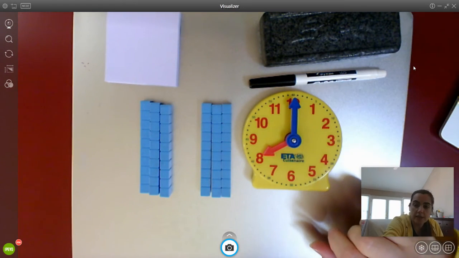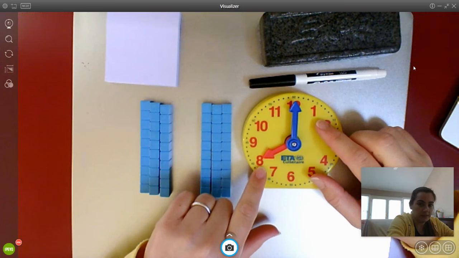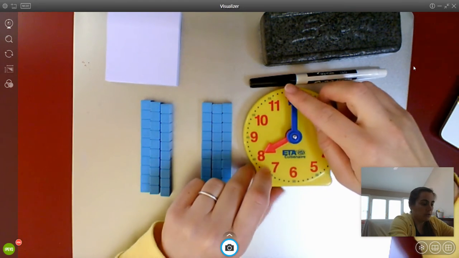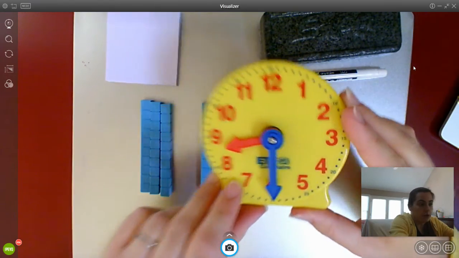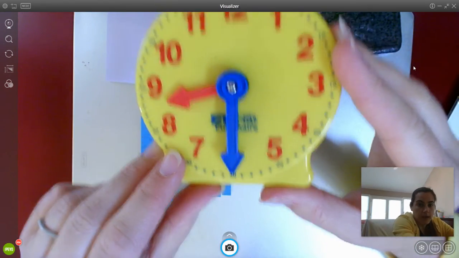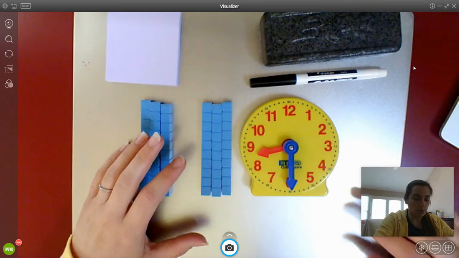So we said half past the hour meant that it would be, like in this example, 8:30. 30 minutes past the hour. And so today we're going to talk about some new vocabulary. We're going to talk about quarter till, quarter past the hour. And I'm going to try to show it in a similar way.